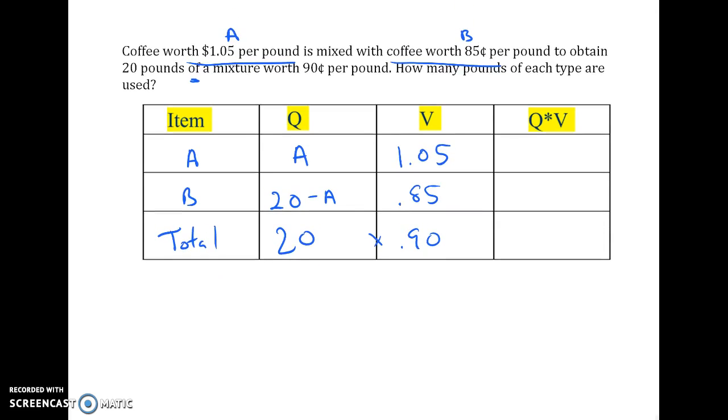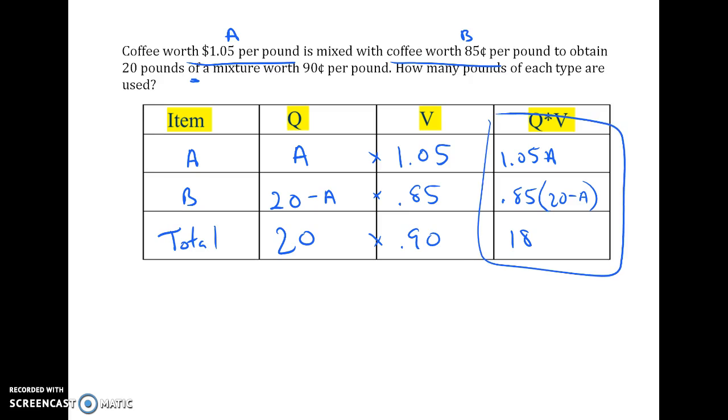Okay, so here we're going to multiply straight across. We get 1.05A, 0.85 or 85 cents times 20 minus A. And then we'll get, here we have $1.80. Oh, we know what's going on there, huh? Sorry, this one did not carry the decimal there. $18. It's like, that doesn't seem right. So it'll be $18.